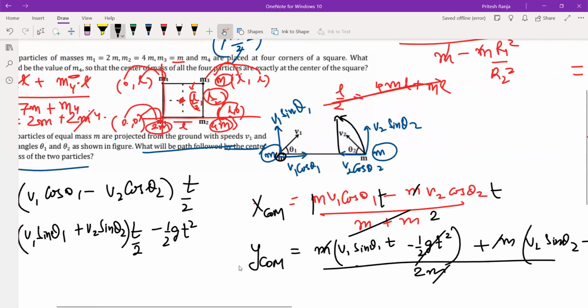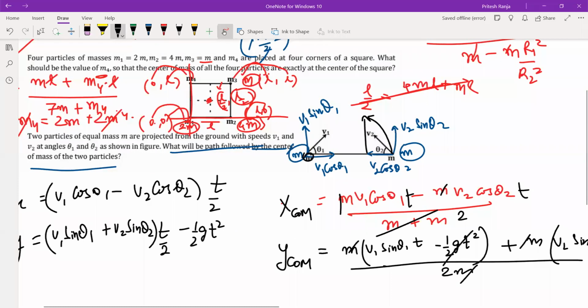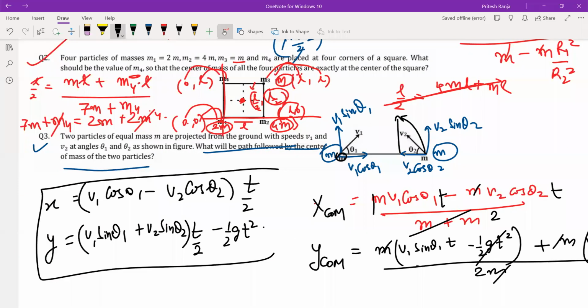So basically you get the values of x and y now, right? And here we are talking about the path followed by the center of mass. देखो इस x component के वजह से जो होगा center of mass, that will lie along the line itself, right? It will lie along the line.